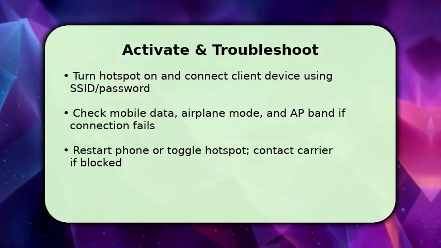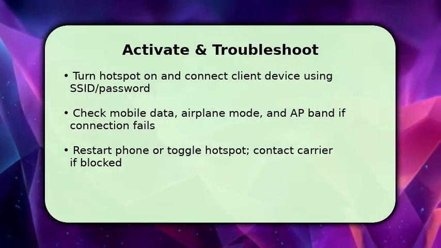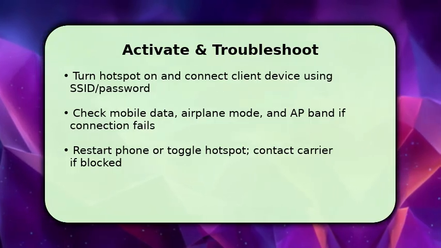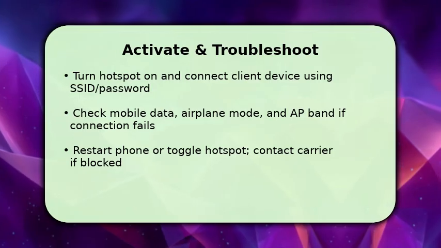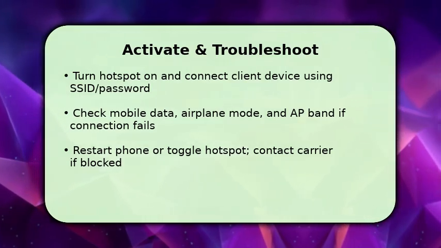If a device won't connect, make sure mobile data is active and airplane mode is off. Also confirm the client supports the chosen 5 GHz or 4 GHz band. If speed or visibility issues persist, toggle the hotspot off and on or restart your phone.